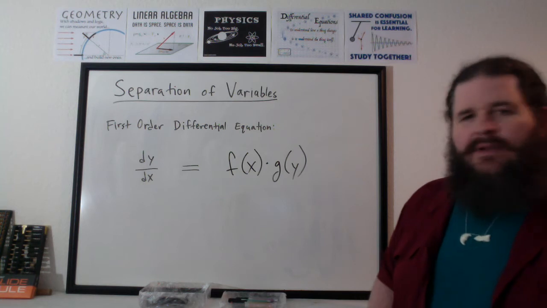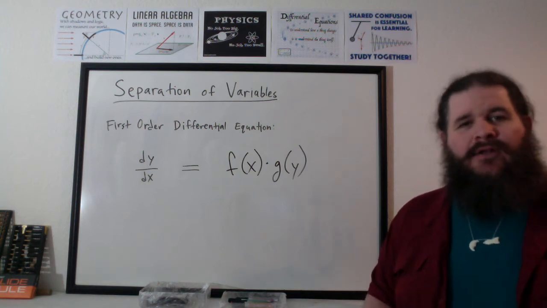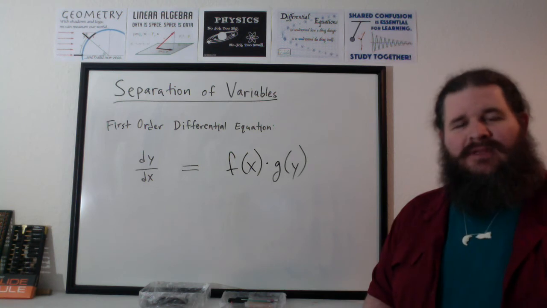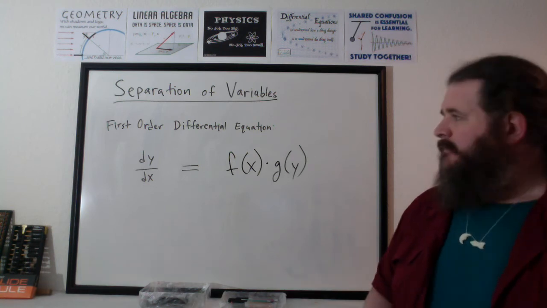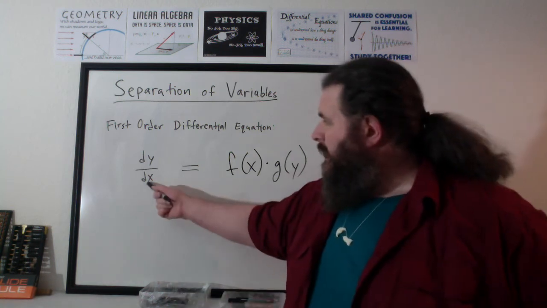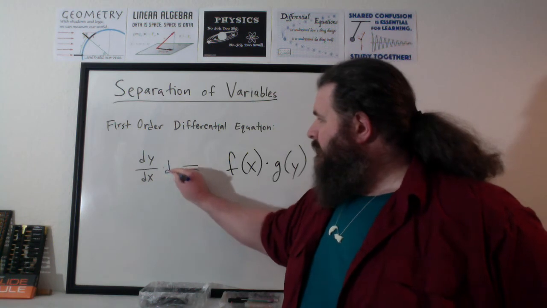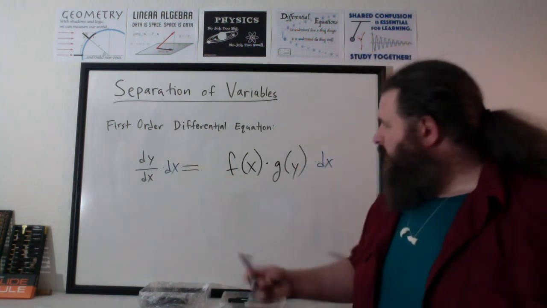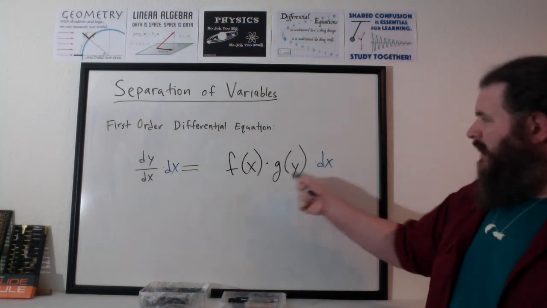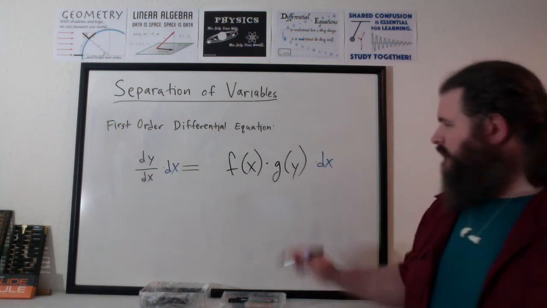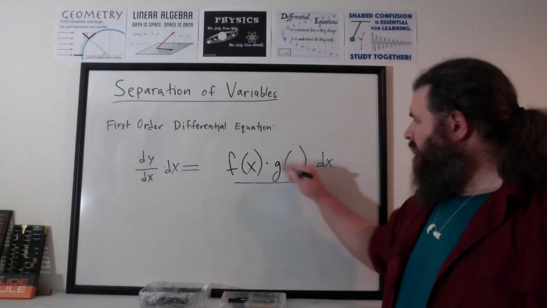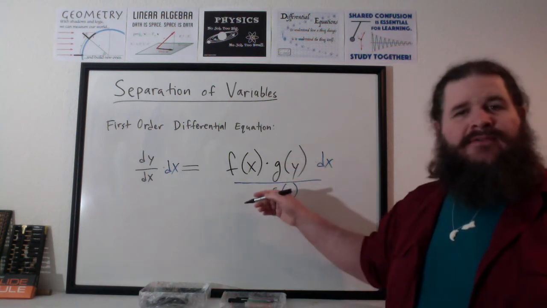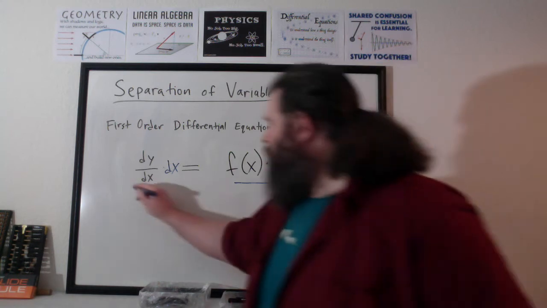The idea is we want to get all the x's on one side and all the y's on the other side. So we just have something about y dy and something about x dx, and then we can integrate. To do that, we can start by multiplying both sides by dx. But then we have both x's and y's on this side. So we'll also want to divide both sides by this function of y. Or if it's already divided by the function of y, multiply to get rid of it. Whatever works.